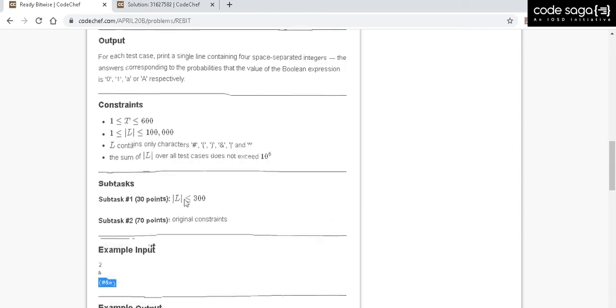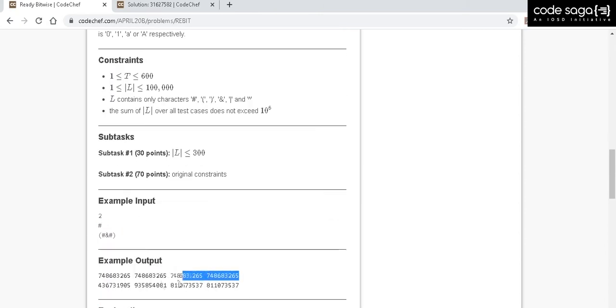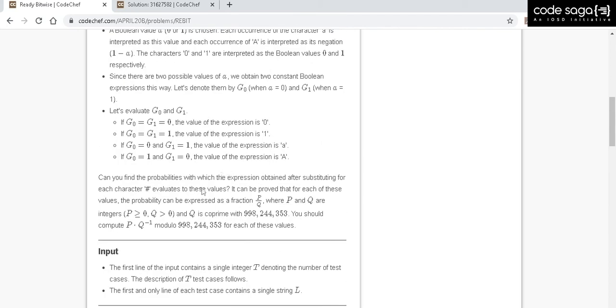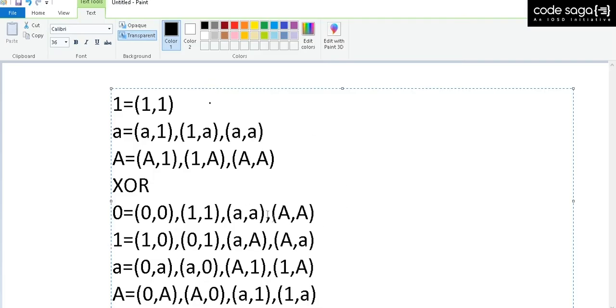Right, here are some examples. 2 hash, all probabilities are same because all the probabilities are 1 by 4. In this, the probability of 0 is high, the probability of 1 is low. You are not able to see properly in this because we are using p into q raised to the power minus 1 modulo. So I will explain to you how to calculate this as well when we get to that point. So now that we have the cases for which XOR and OR work, we can easily find this probability.